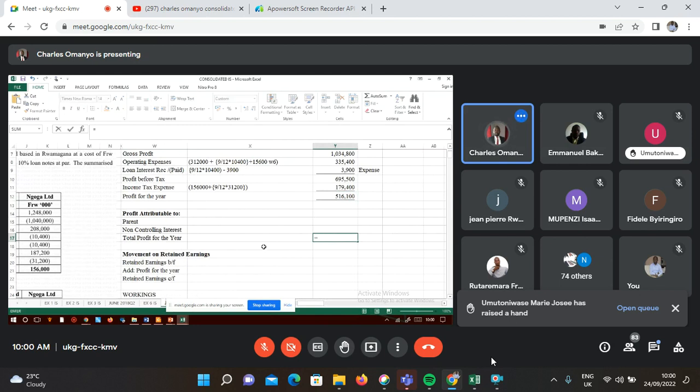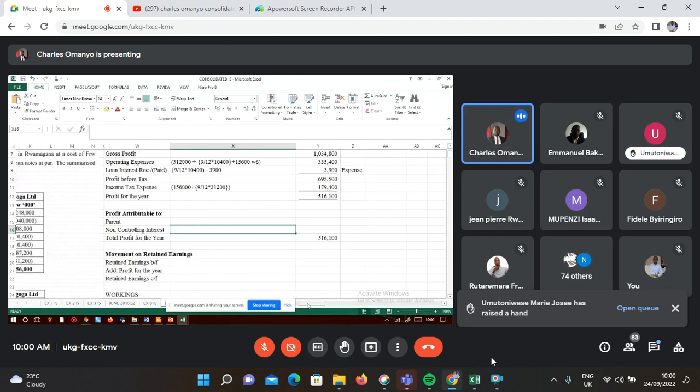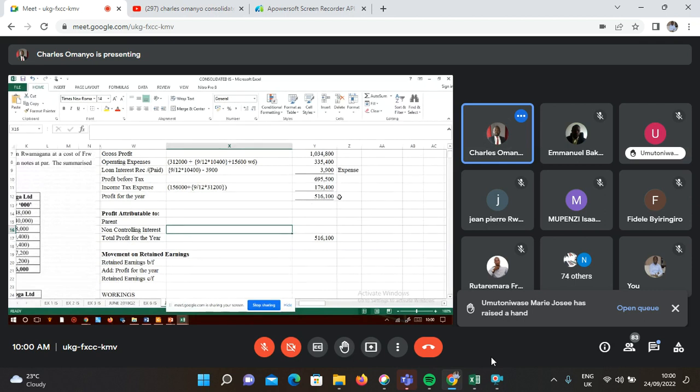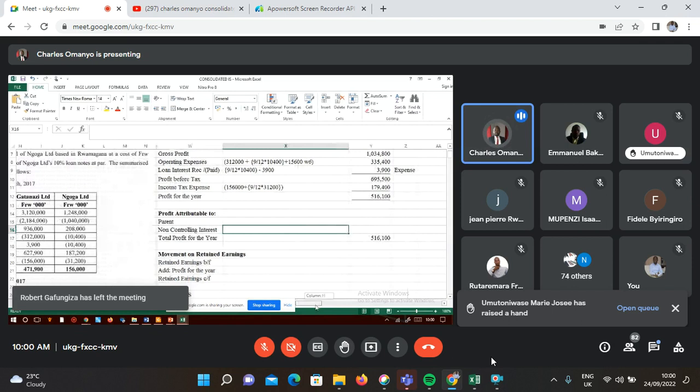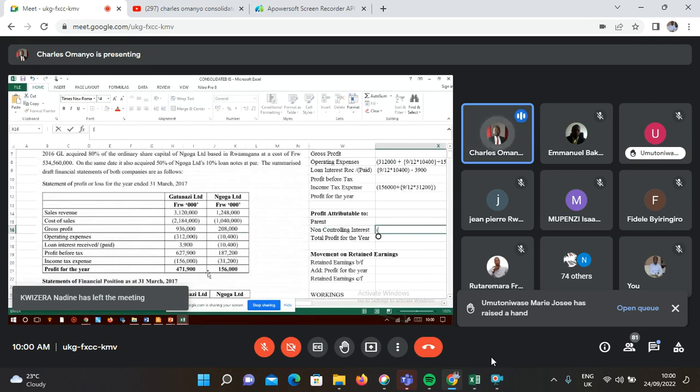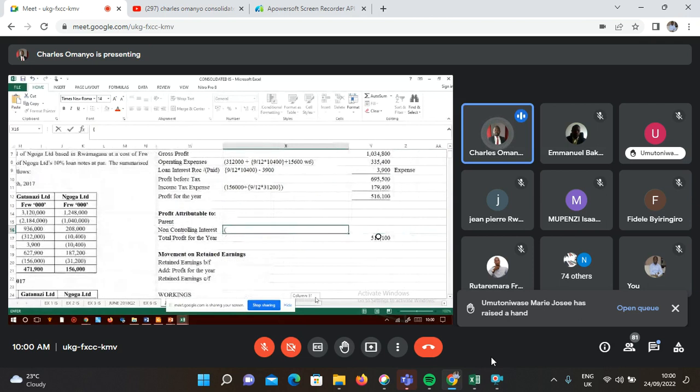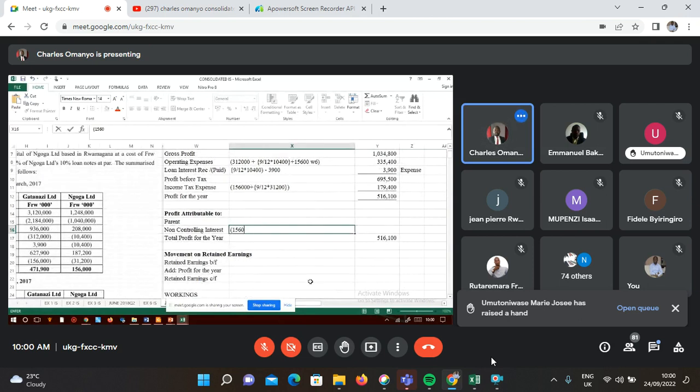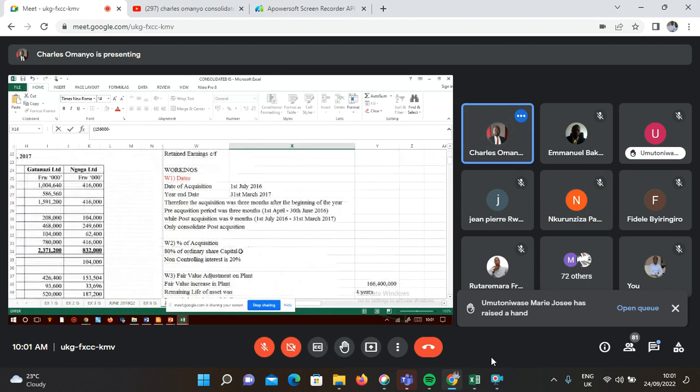So let's finalize it. What is our total profit for the year? 516. What is our non-controlling interest? I'll have to calculate it. You take this profit for the year of the subsidiary, 156. I want to get non-controlling interest: 156 times 20%, minus unrealized profit. You remember the unrealized profit between intercompany? Where is it?